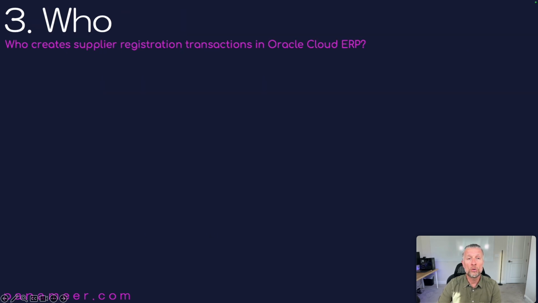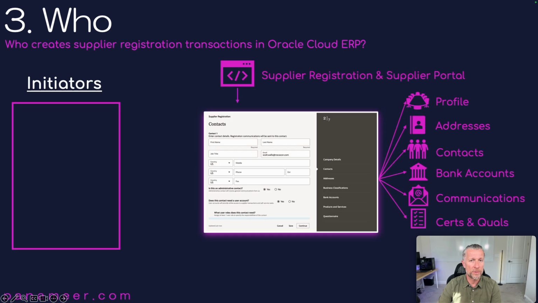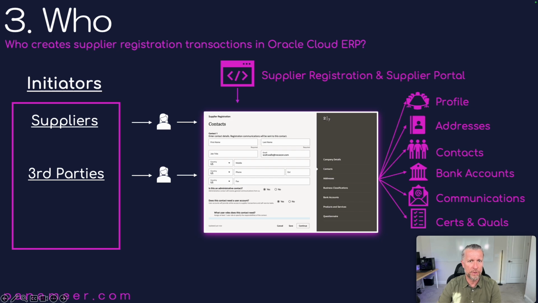Slide 3, who creates supplier registration transactions in Oracle Cloud ERP? Well, the initiators of a supplier registration transaction are as follows. Suppliers themselves via the external page, third parties, again probably the same page, and then finally, perhaps internal requesters or somebody in a different department that's registering on behalf of, for example, the patient wanting the refund.